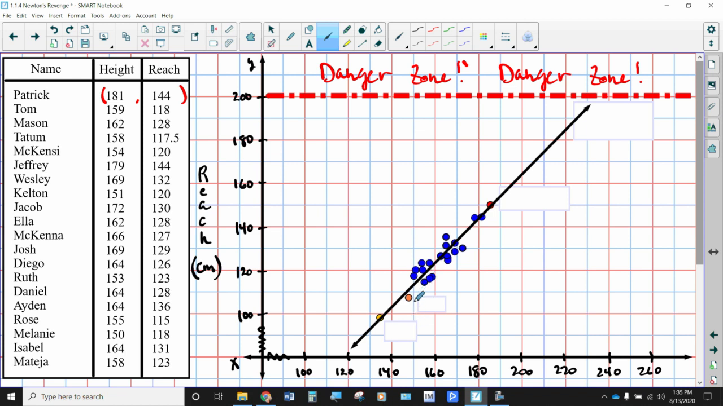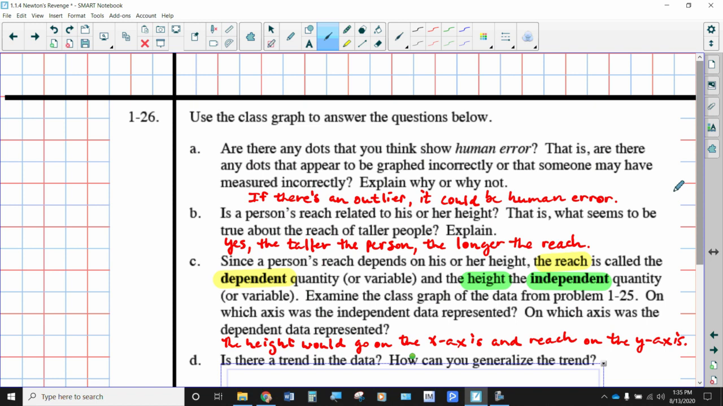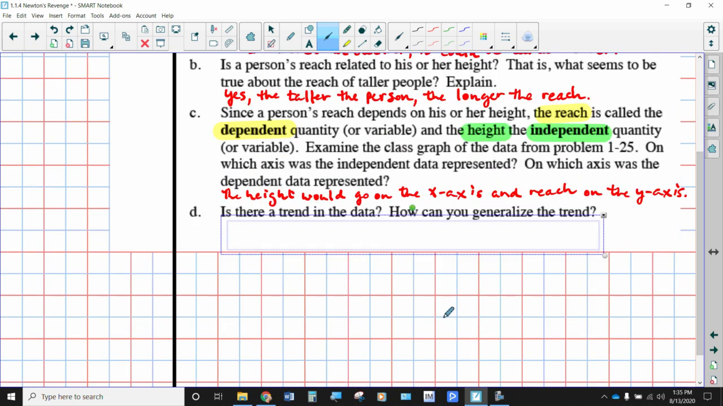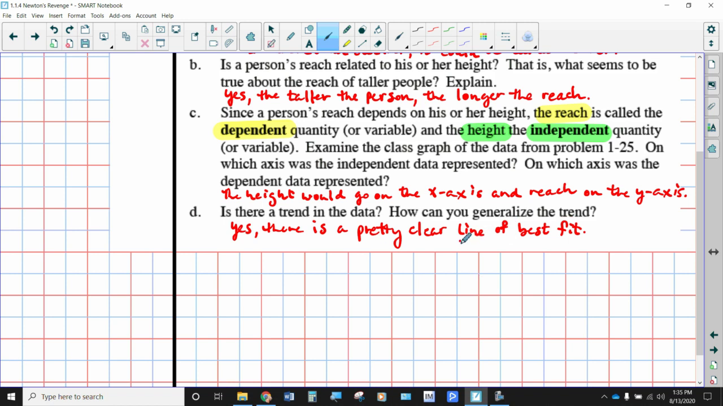When you get into high school in your freshman year, you'll do more work with this. You'll actually measure the distance of these points to your line of best fit and use those calculations in certain ways. So, is there a trend to this data? I would say yes, there's absolutely a trend to the data. There's a pretty clear line of best fit.